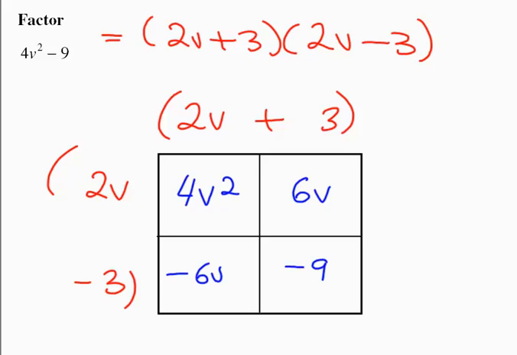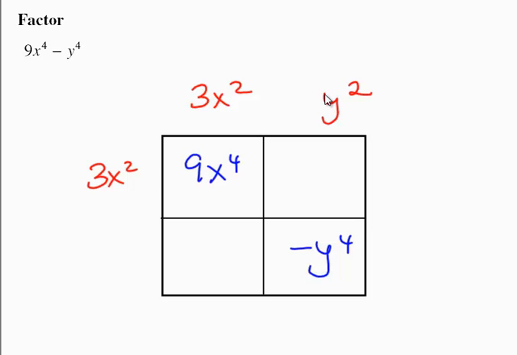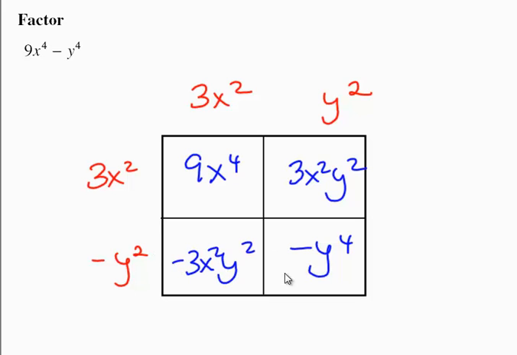Okay, so here we have 9x to the 4th minus y to the 4th. They're both perfect squares, so we are going to figure out length and width, and this one's going to be y squared and negative y squared. It doesn't matter which one you make negative as long as one of them is negative. So here we have 3x squared y squared and negative 3x squared y squared. They cancel each other out just like they're supposed to, and this is our answer: 3x squared plus y squared and 3x squared minus y squared.